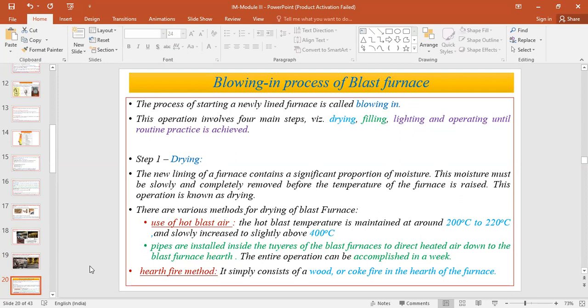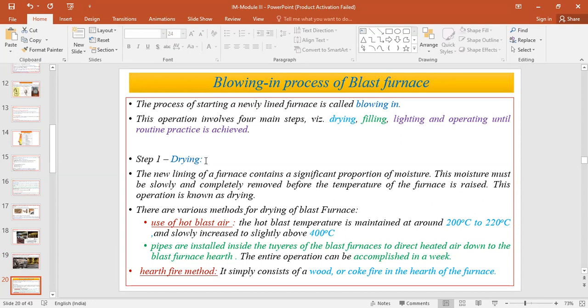The first step is called the drying stage, then the second stage is filling, the third one is lighting, and the fourth one is operating until routine practice is achieved. So these are the four stages for starting off a newly lined or a shutdown blast furnace.